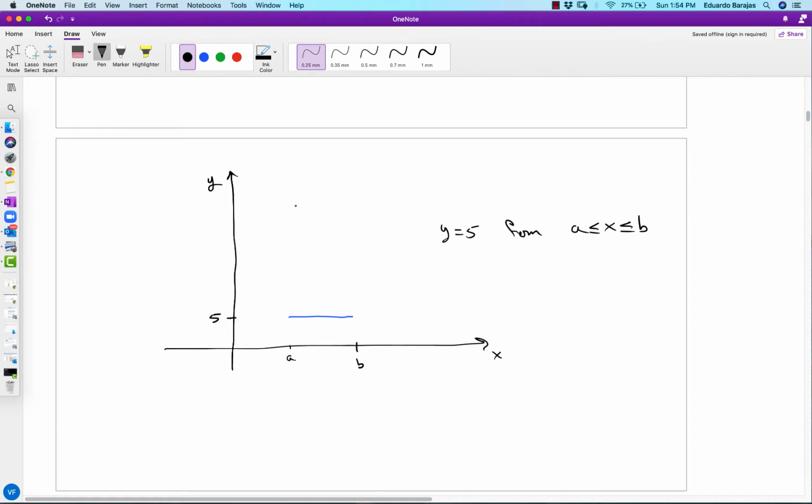Now what we're going to do is take that and rotate it about the x-axis. If we think about rotating about the x-axis, we get something that looks a little like this. It looks a little like a cylinder or a pipe.